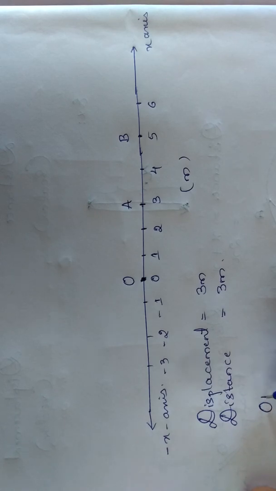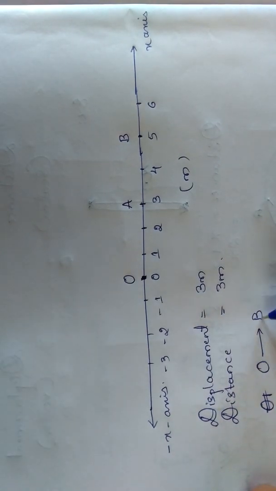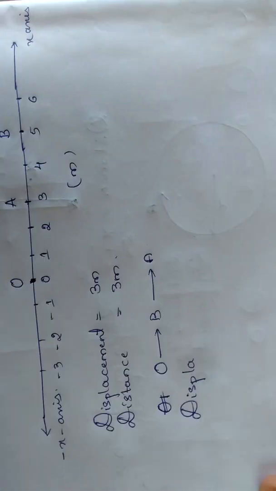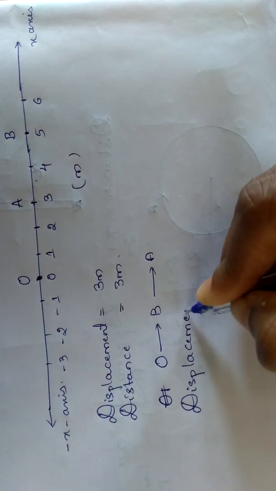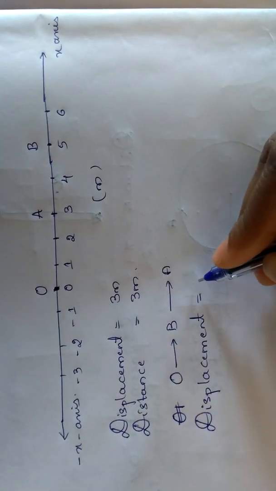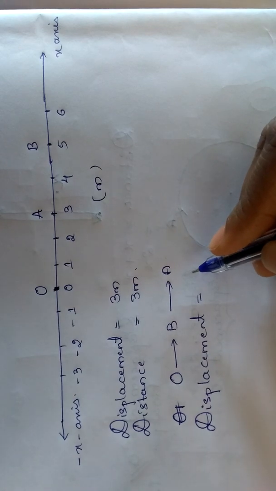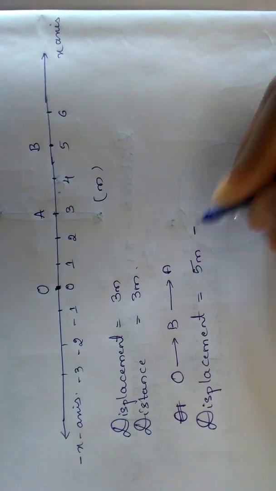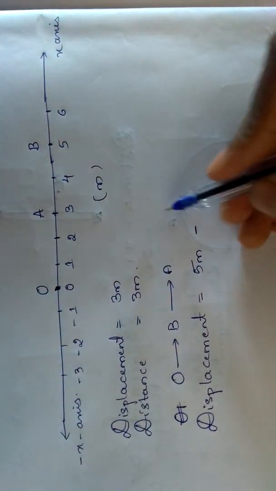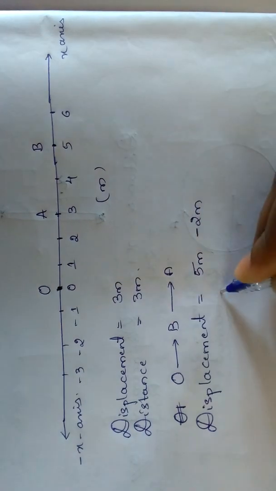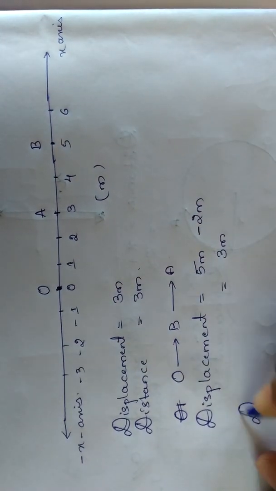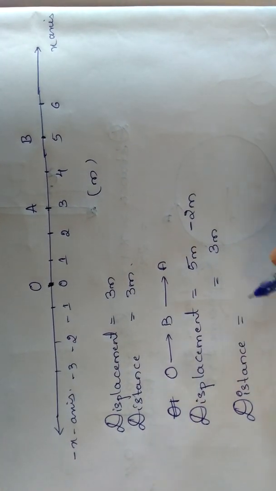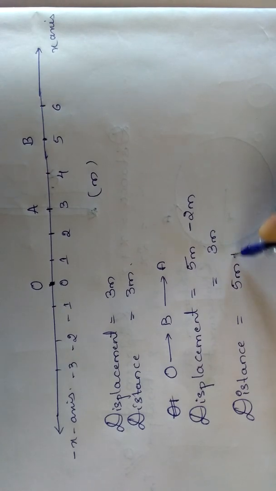So the body moves from O to B, then from B to A. The displacement will be equal to the final position. First it travels 5 meters, then it comes back in the backward direction, minus 2 meters. So the displacement will be 3 meters. If you check the distance, it will be 5 meters plus 2 meters.